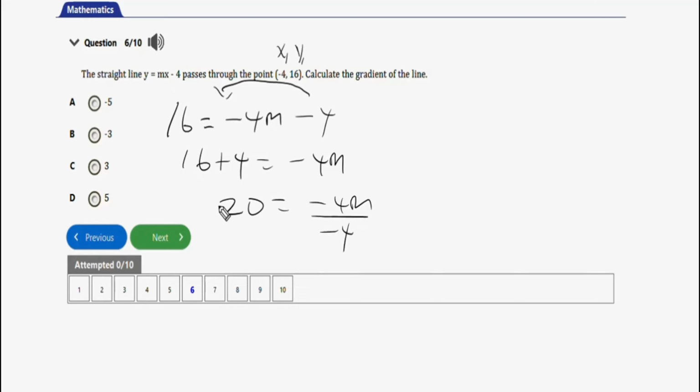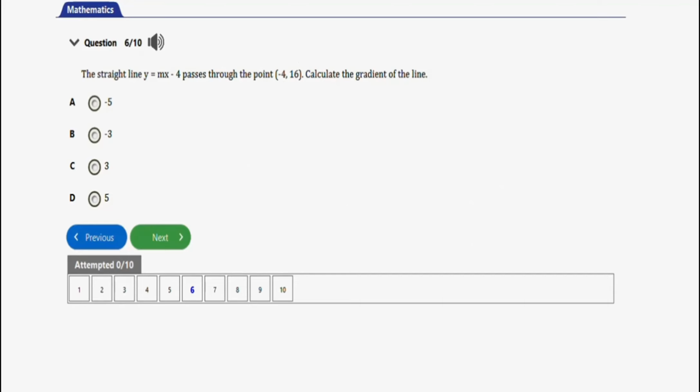Divide both sides by minus 4. So our m will be 20 divided by minus 4. What do we get? Minus 5. So the right option is what? Option A. That's it for this question. Let's wipe this now. So the next repeated question. So the next repeated question will be this one.